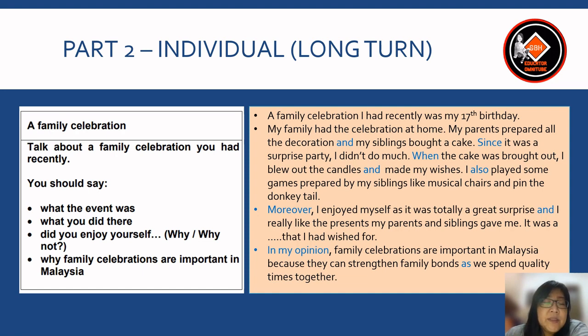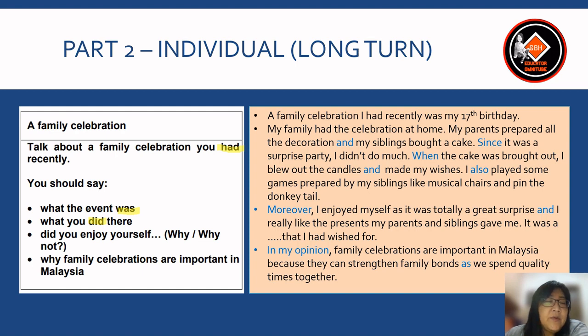So remember when you see the word had. Okay, so you see the word had here. So you should know that you have to answer in past tense. So let's look at other words to confirm that it is past tense. So the first one, what the event was. So definitely you have to answer in past tense. What you did, okay, a past event.